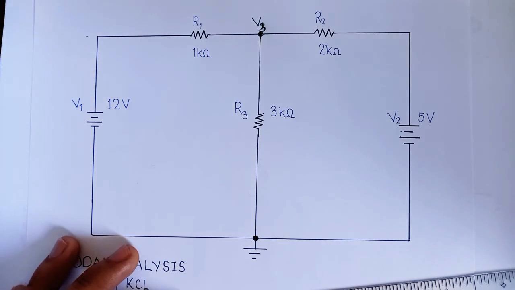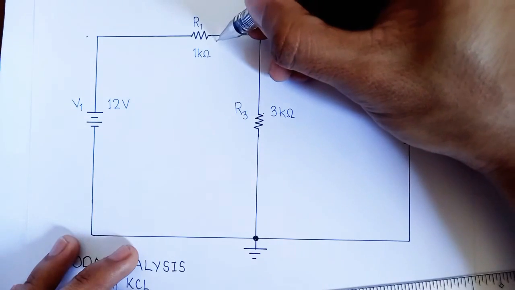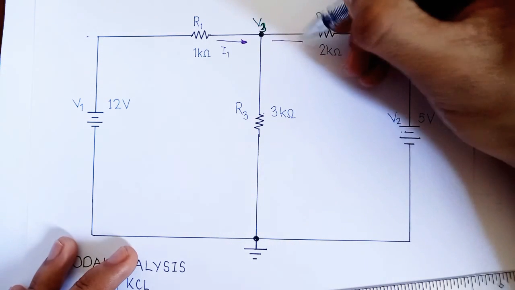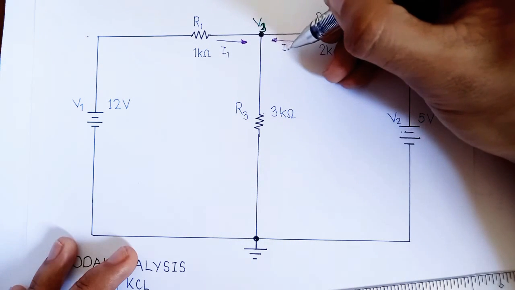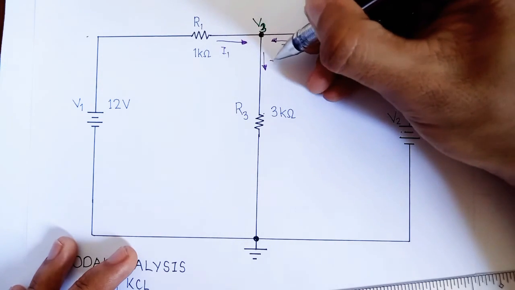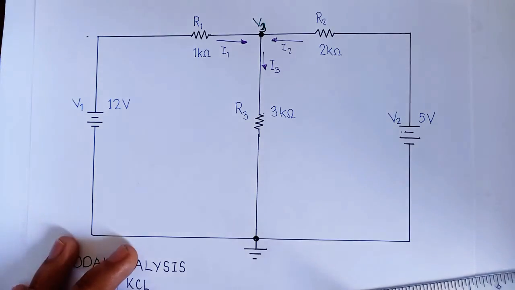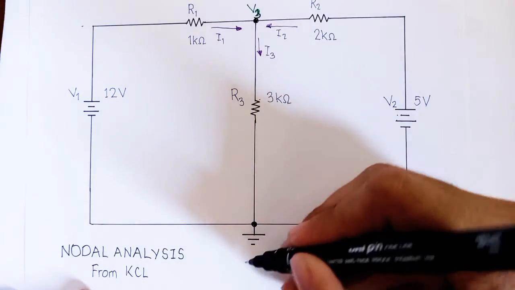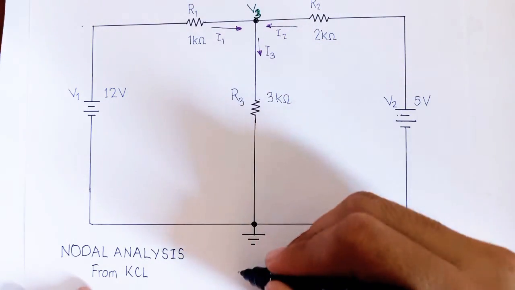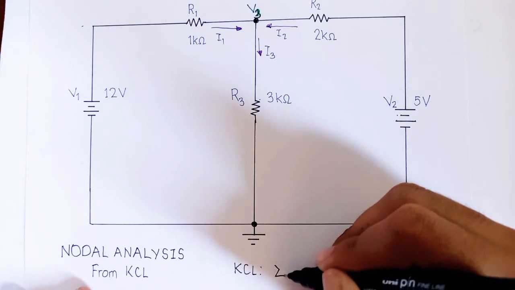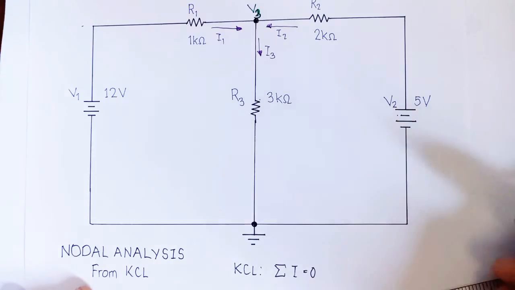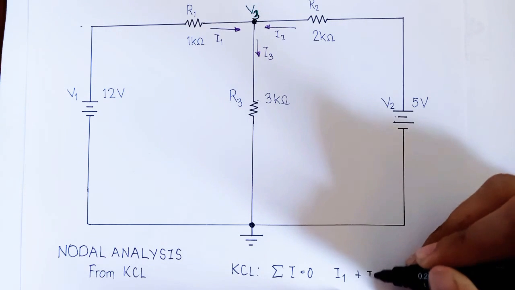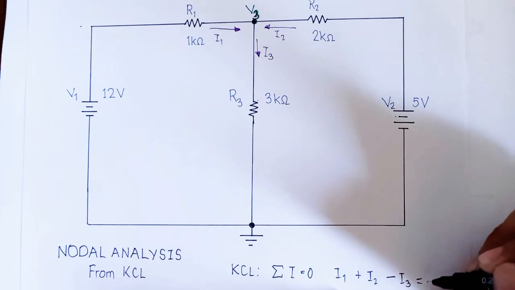Okay, and from KCL, di ba meron tayong tatlong currents dito na pumapasok at lumalabas sa node na to? Di ba? Tinawag natin siyang I1. Tinawag natin tong I2. And dito naman yung tinawag nating I3. And by KCL, we know that current entering is equal to current leaving, or the summation of currents is equal to 0. By KCL, the summation of currents is equal to 0. And makuha natin dito, positive I1, positive I2, minus I3 is equal to 0.